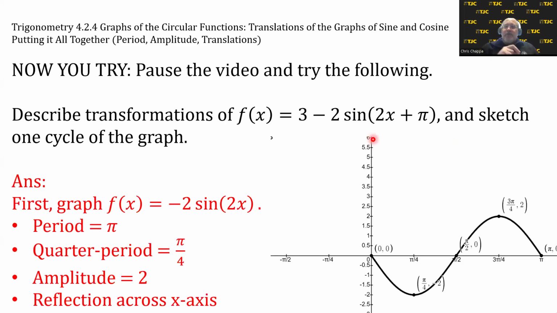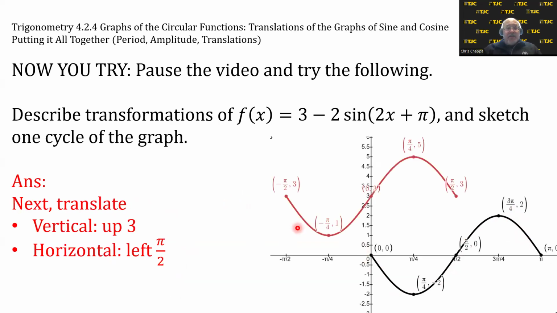The 2 differences that I slipped into this one is, first off, there's a minus in front of the 2, in front of the amplitude number, which means that we're going to invoke a reflection across the x-axis. The period does end up being π, quarter period of π/2, amplitude is 2. So here's the graph before it gets shifted. It's reflected, the period and the amplitude are changed. And then as far as the translations, it's up 3 and it's to the left π/2.